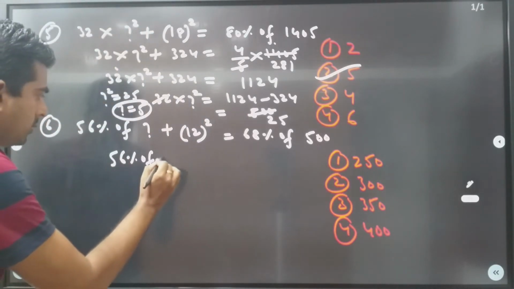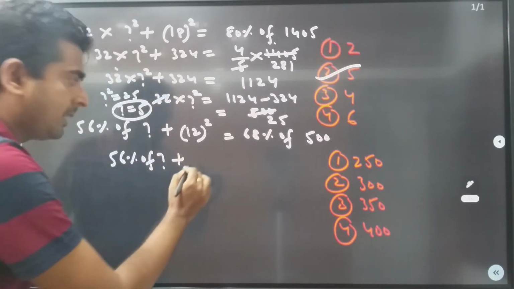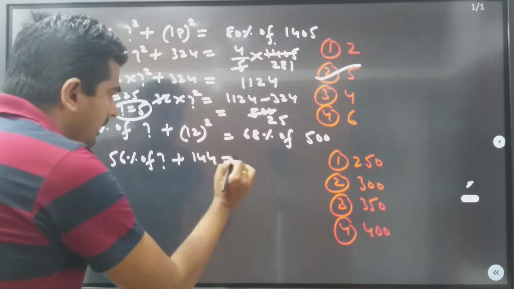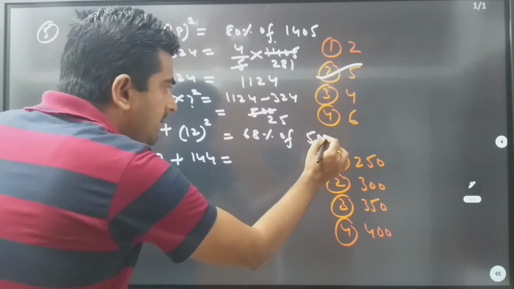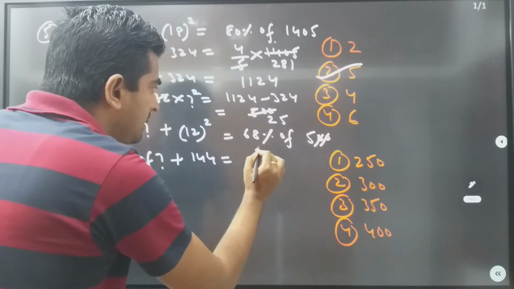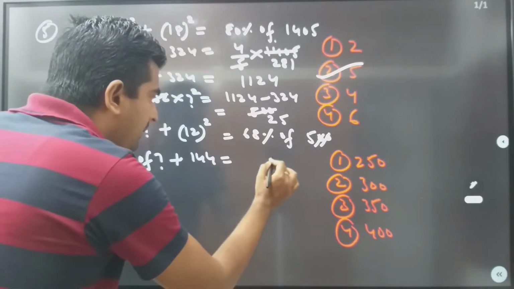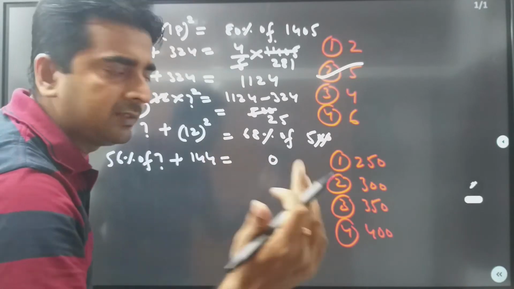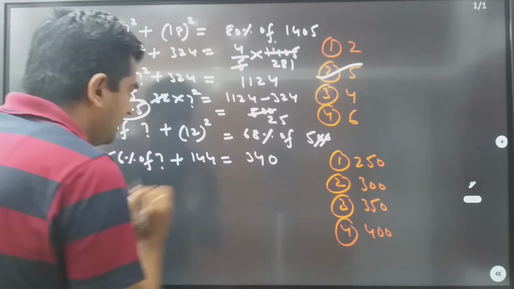56% of question mark plus what is 12 square? 144. 68% of 500. First eliminate this double zero with percentage. What is 68 into 5? 8 5s are 40. Carry is 4. 6 5s are 30 plus 4, 34.